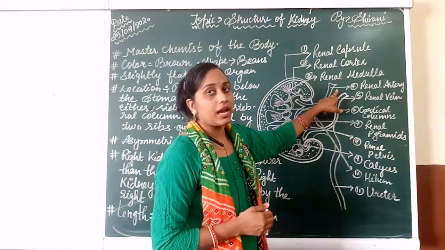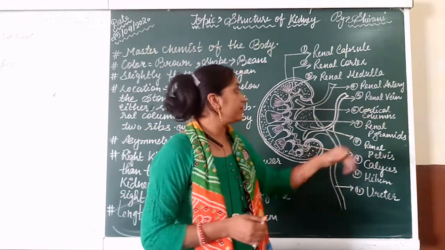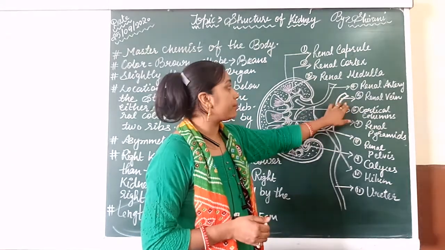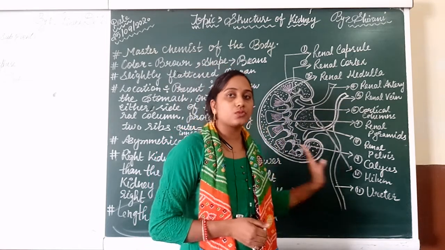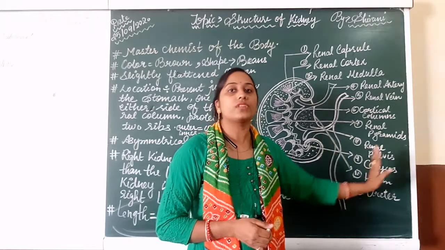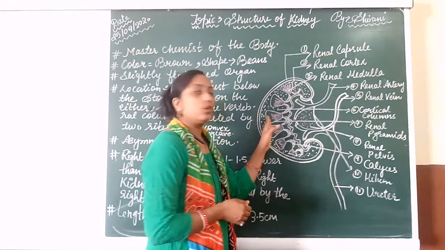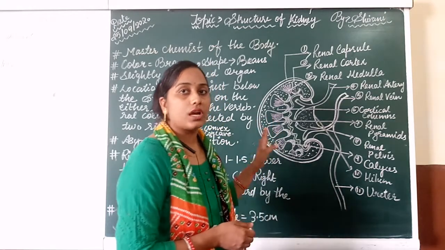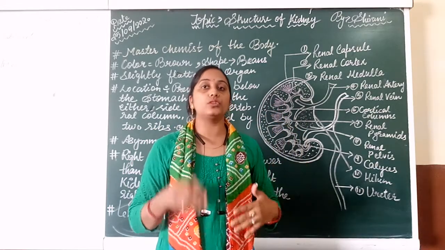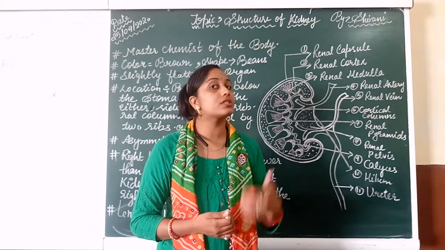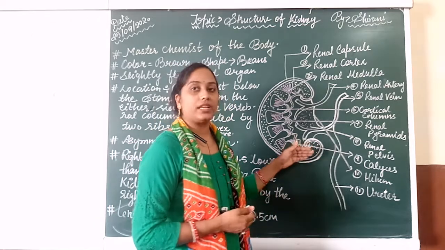The fourth part is the renal artery, as we know that arteries are concerned with carrying oxygenated blood to the kidney. The next, fifth part is the renal vein. This renal vein is concerned with transporting deoxygenated blood from the kidney. The seventh part is the renal pyramid. Pyramids are triangular structures. They are concerned with the collecting tubules, related to the excretory system, that is urine.